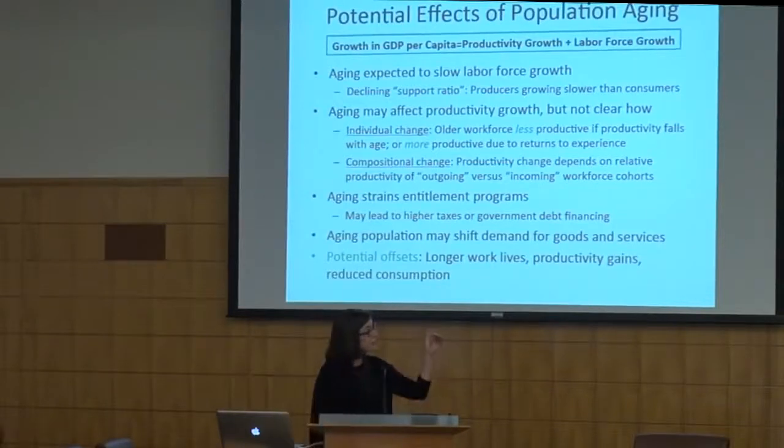Okay, so the first effect that we might be worried about is that aging would be expected to slow growth in the labor force, and this operates through what's called a declining support ratio. The support ratio is just the ratio of producers in an economy to consumers in the economy. So when your population is aging, your support ratio is declining. You have the number of producers growing more slowly.